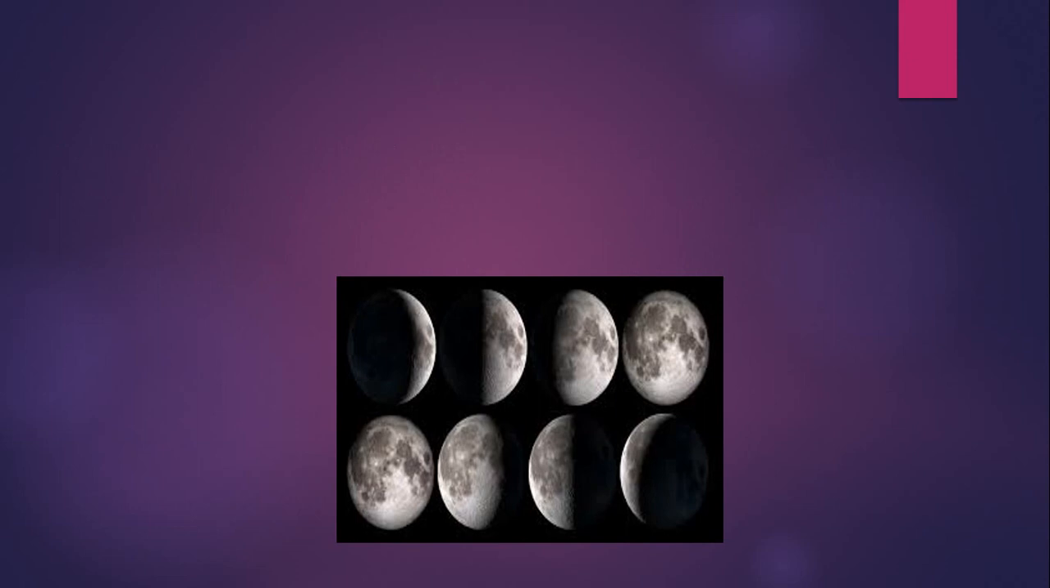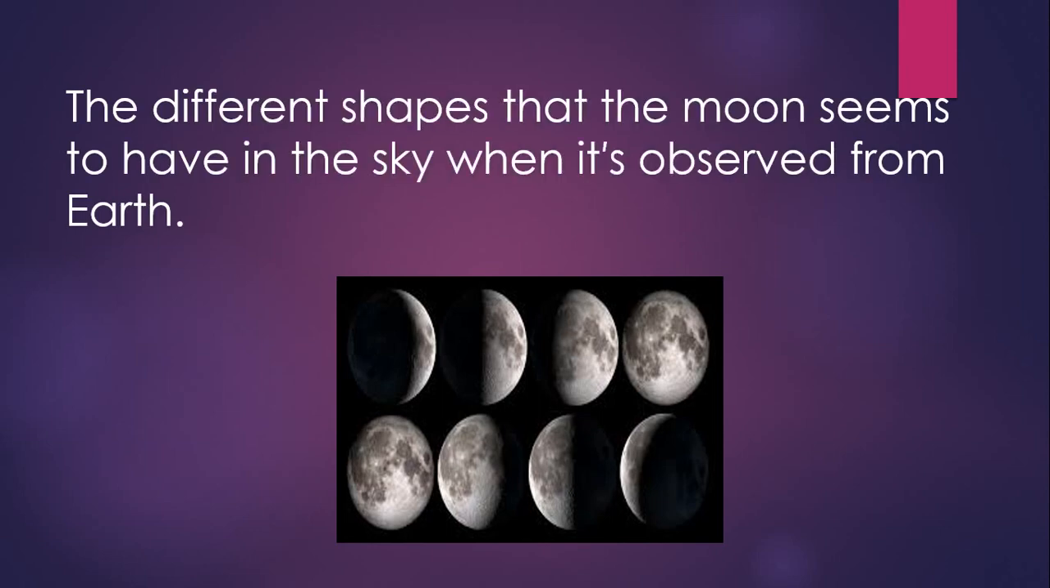Now look at this picture. Here there are different shapes of the moon and we call these shapes moon phases. So moon phases are the different shapes that the moon seems to have in the sky when it's observed from the Earth. But why does the moon take all these phases?